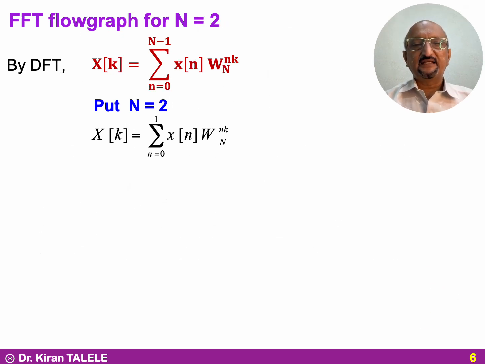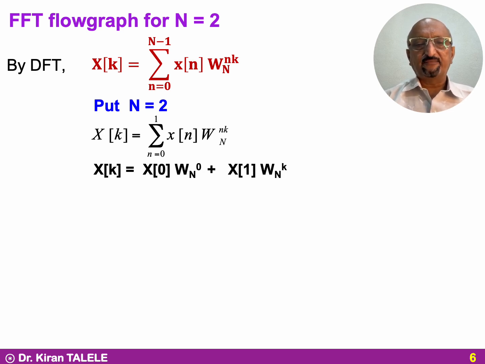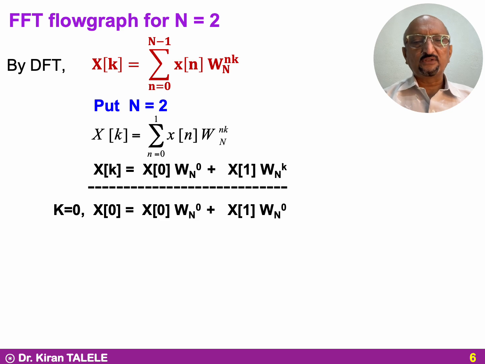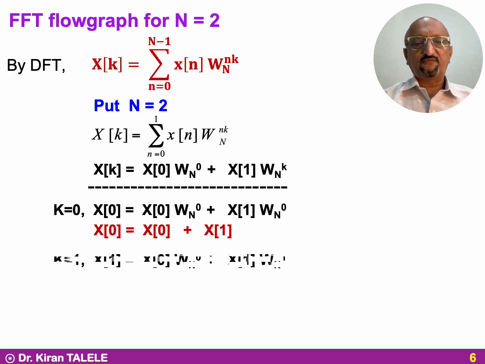So let's start with FFT flow graph for N equal to 2. By discrete Fourier transform, X of k equal to summation of x of n W_N raised to nk. In this expression, let's put N equal to 2. So X of k equal to summation of x of n W_N raised to nk, n varies from 0 to 1. Expand this summation term. Let's evaluate this for k equal to 0. We get X of 0 equal to x of 0 plus x of 1.